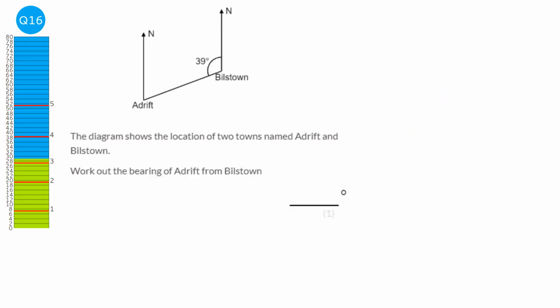The question asks us to find the bearing of Adrift from Billstown. So we're at Billstown, and we're looking at the bearing of Adrift from it.